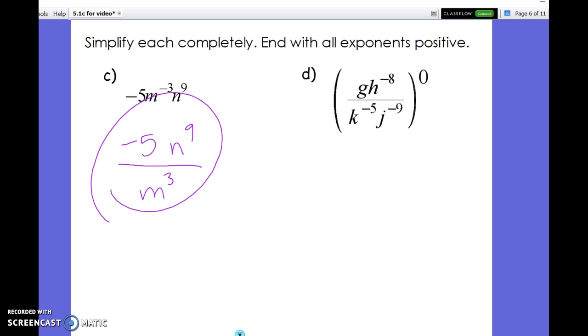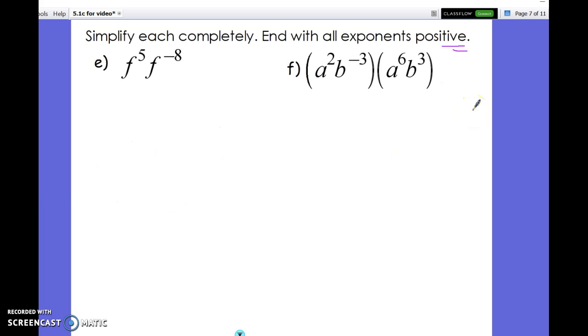If we're looking at letter D, we've got a whole bunch going on inside our parentheses, but all of this is raised to the 0 power. And remember, anything raised to the 0 power equals 1. So our answer is just 1. All right, so remember, our goal for these is to simplify them, and we want all of the exponents to be positive in our final answer.